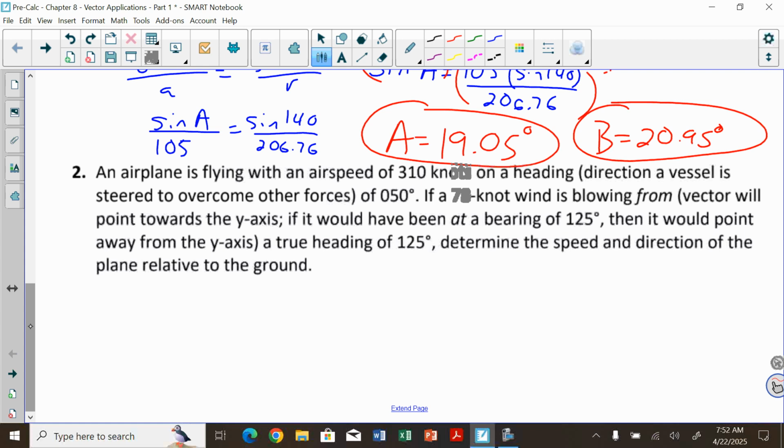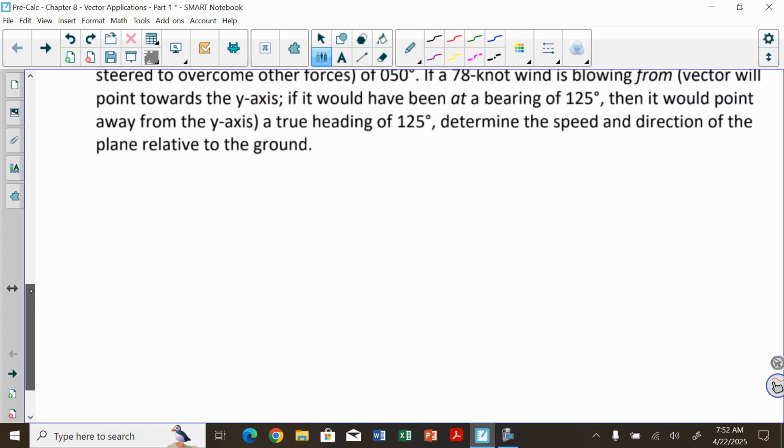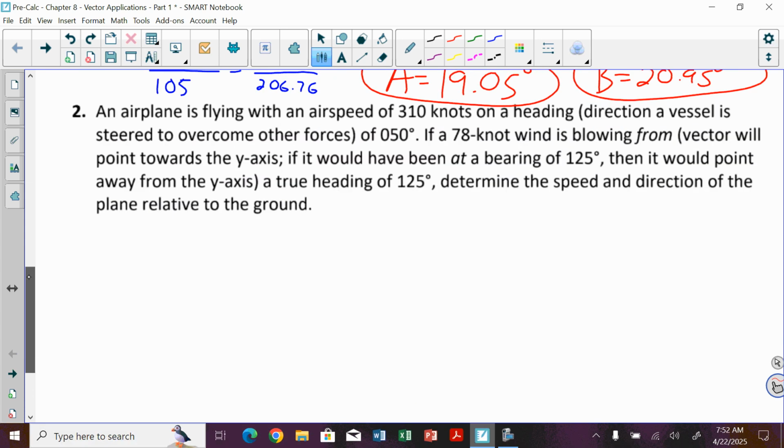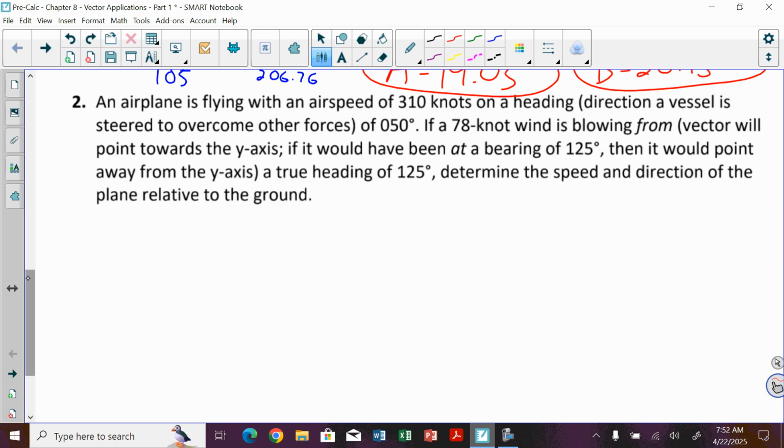So I understand that. But again, using your brain to find the logic, get the picture down, then you're just using calculations and formulas we already know. Okay, so let's talk about this one now.